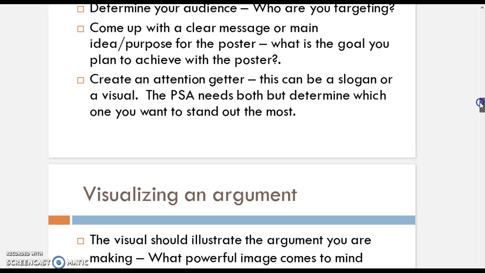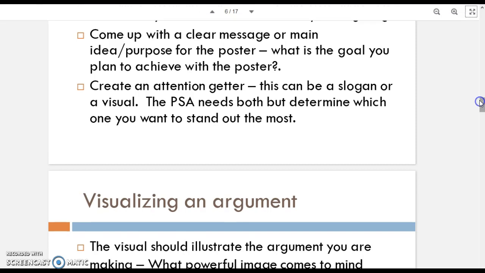And also make sure that you have one clear message. Sometimes we tend to get lost and we want to cover a lot, but remember that this is just one poster, so the image should be powerful, the message should be clear and direct. So you don't want people to look at it and not know what the message is. The message should be clear just by people looking at it.